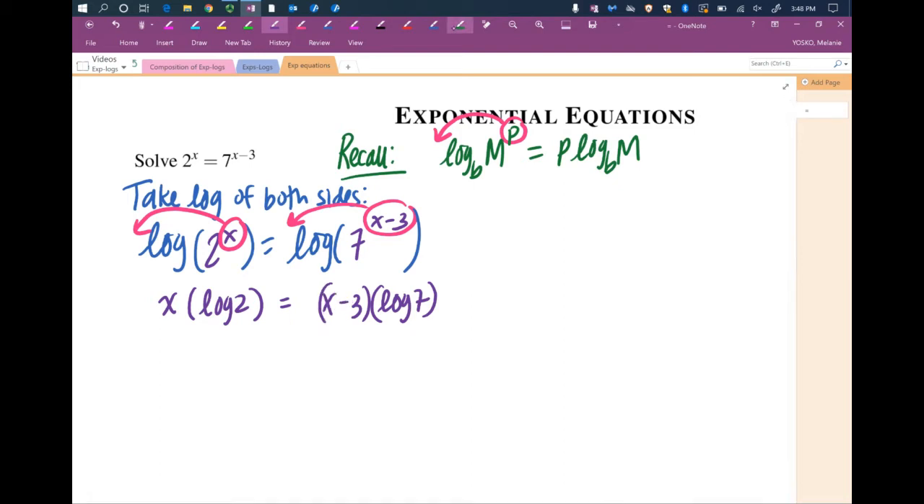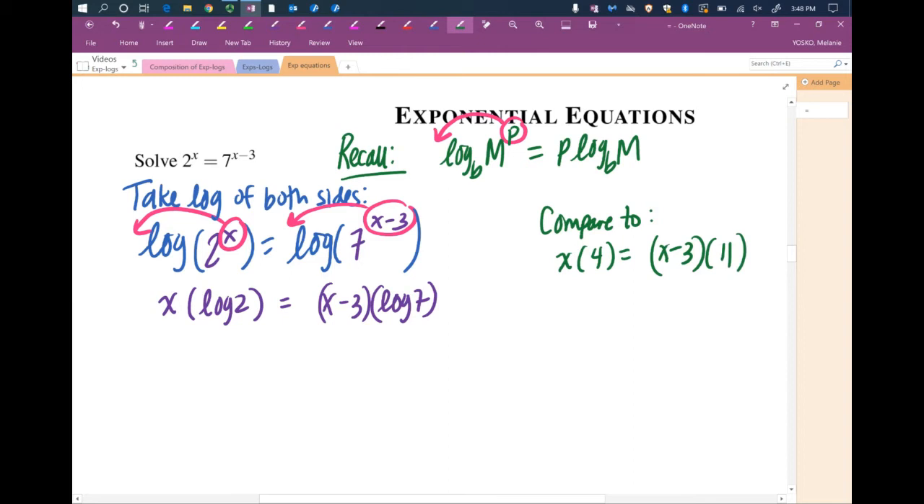Now we solve. It might be helpful to compare to a problem we already know how to do. So what if I did x times 4 equals x minus 3 times 11. Again, made this up. Log 2 and log 7 are just numbers, so I pulled numbers out of the air. How would you solve something like this? Well, x times 4 is the same as 4x. And x minus 3 times 11, it might be helpful to think about that as 11 times x minus 3. And then you would distribute, right? So we'd have 4x equals 11x minus 33.